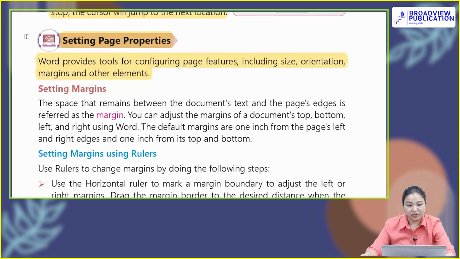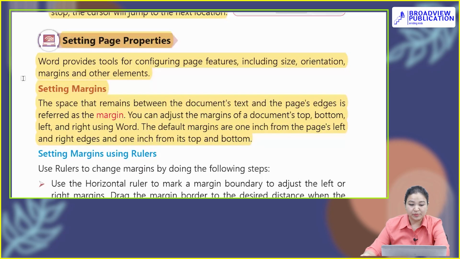Now, setting page properties. Word provides tools for configuring page features including size, orientation, margins and other elements. So you can set your page properties, like the size of text, orientation, and the margins of the page and other elements.